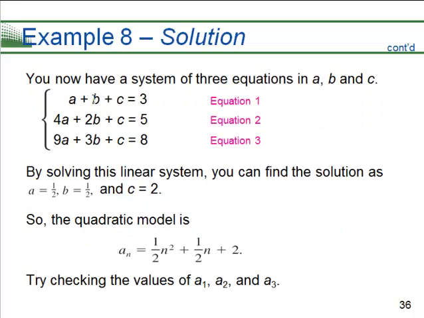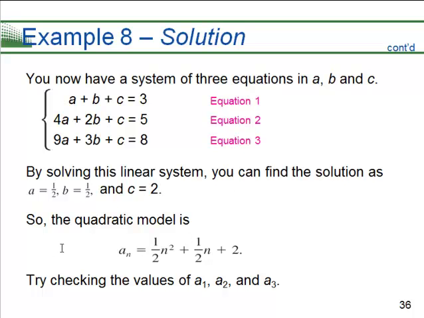The first one's a plus b plus c equals 3. The second one was 4a plus 2b plus c equals 5. The third one was 9a plus 3b plus c equals 8. Now I'm going to solve this system, and I can certainly do it using my matrices if I choose, and that's a good way to do it actually. And I'll find that my solution is that a is 1/2, b is 1/2, and c is 2.